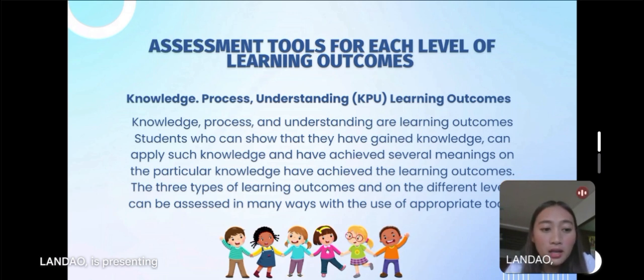So when we say the knowledge, process, understanding, or KPU learning outcomes, in school, knowledge, process, and understanding play a crucial role in students' development. For instance, students learn historical facts. It is about knowledge because the students learn about historical facts. So they apply them in discussion or projects. So it is the process and understand the relevance in today's society. From the word understand, it's about understanding.